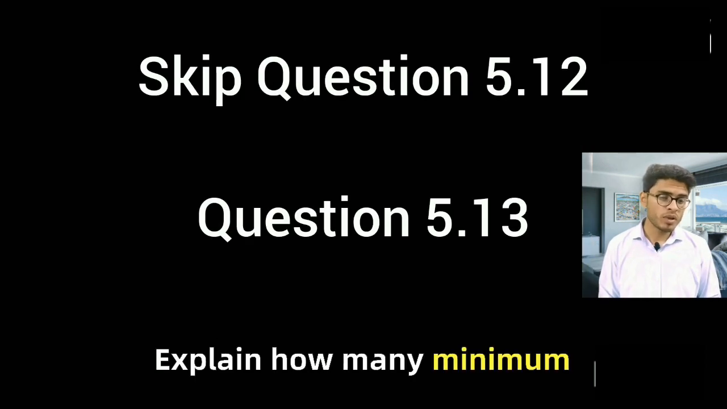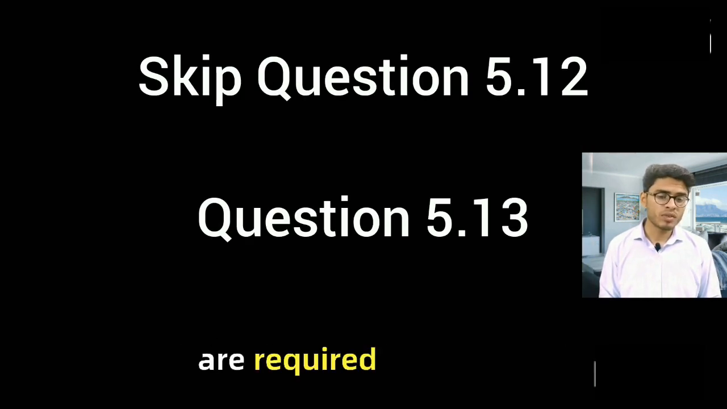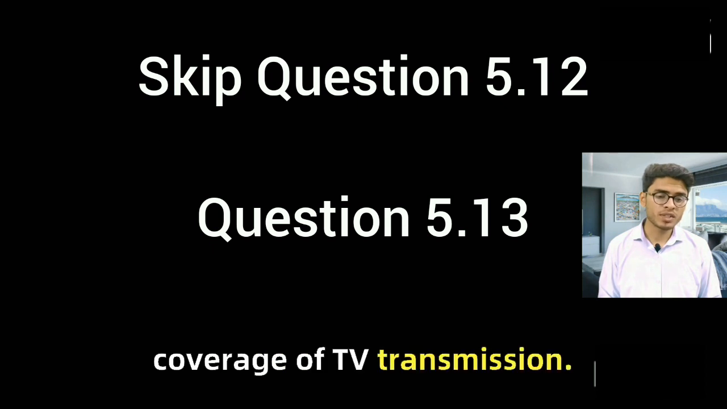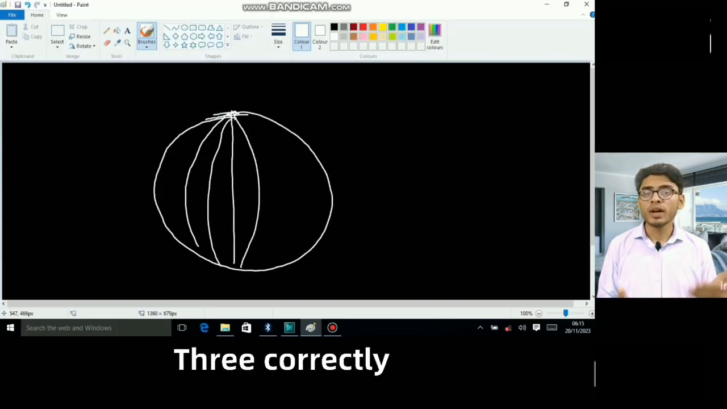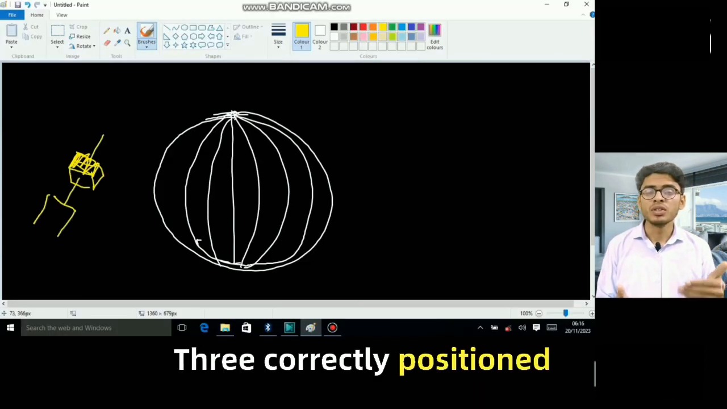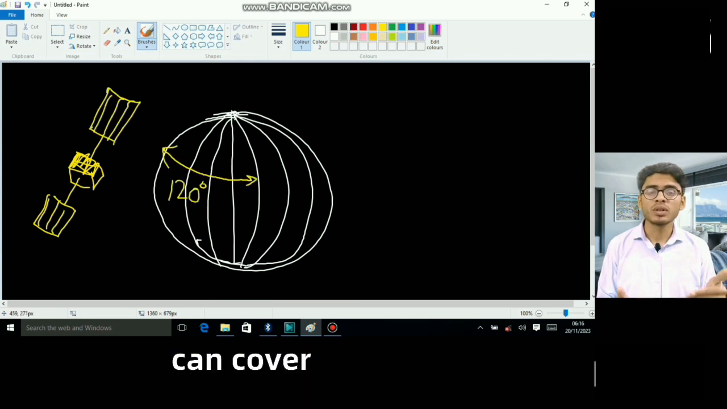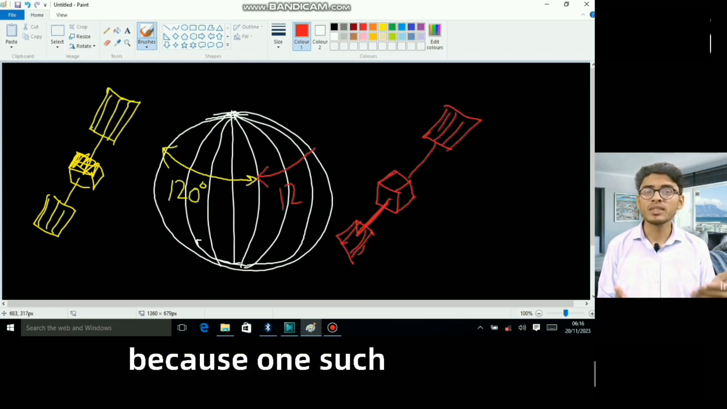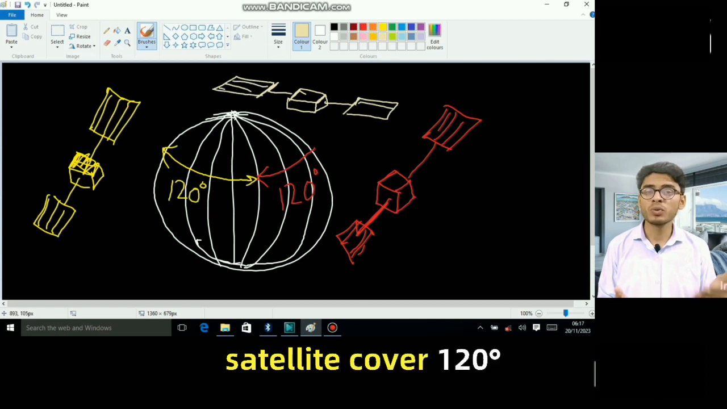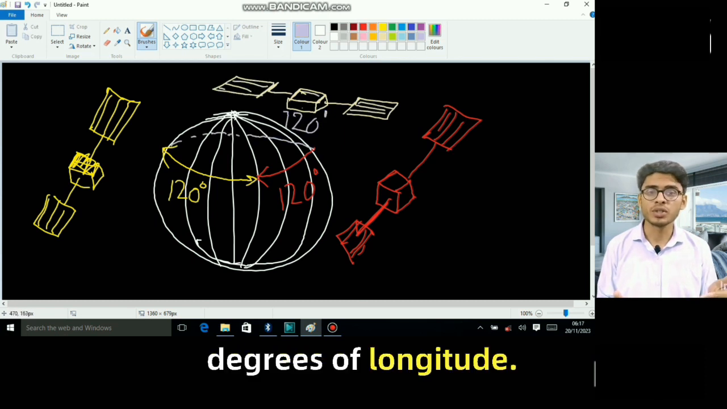Explain how many minimum number of geostationary satellites are required for global coverage of TV transmission. 3 correctly positioned geostationary satellites can cover the whole globe, because one such geostationary satellite covers 120 degrees of longitude.